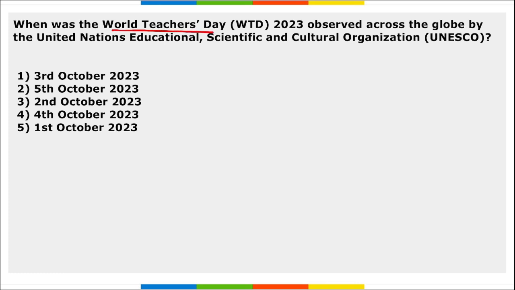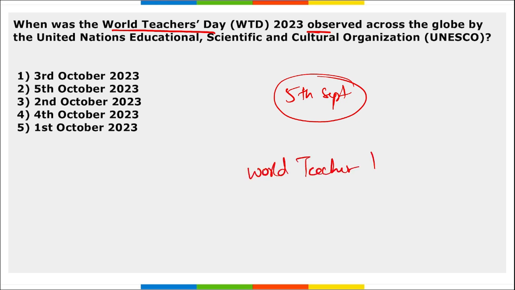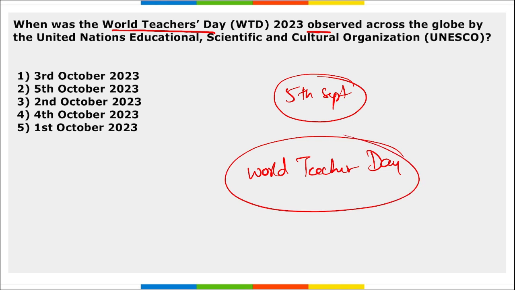When was World Teachers Day observed across the globe by UNESCO? So when do we observe Teachers Day and when do we observe World Teachers Day? First of all, remember Teachers Day is observed on 5th of September, right? But if we are talking about World Teachers Day, it is observed on 5th of October.